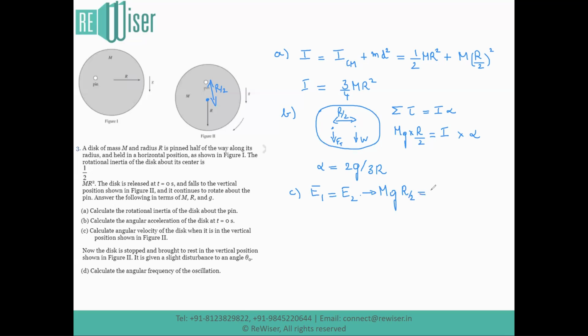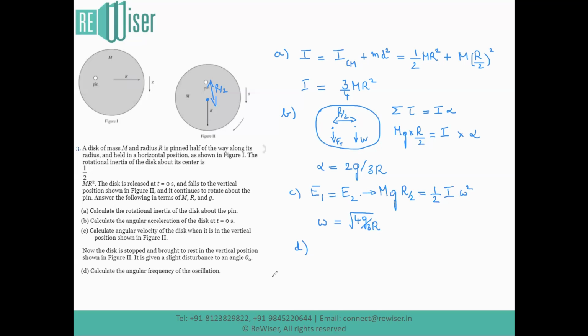This is equal to the rotational kinetic energy, given by the formula half I omega squared, which is the rotational equivalent of translational kinetic energy. The value of I is again substituted from part A, and when simplified, we get omega as equal to the square root of 4 times g divided by 3R. Moving on to the last part.